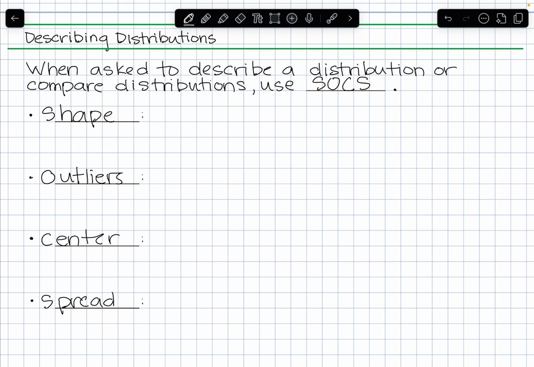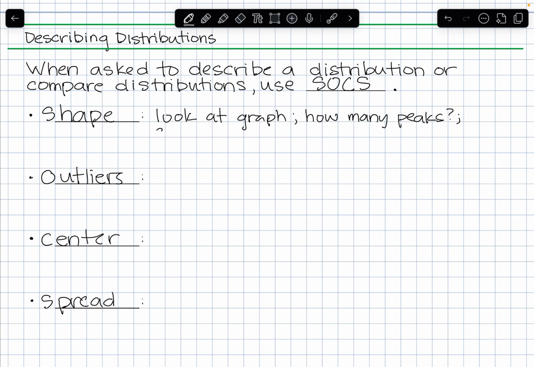If I want to describe the shape of a distribution, the very first thing I'm going to do is look at my graph. Construct a graph appropriate to the type of data I have. Histogram, dot plot, something of that nature. And then you're going to identify two things. How many peaks do you see in the data? Does it have one peak? Is it unimodal? Does it have two peaks? Is it bimodal? Identify the number of peaks you see.